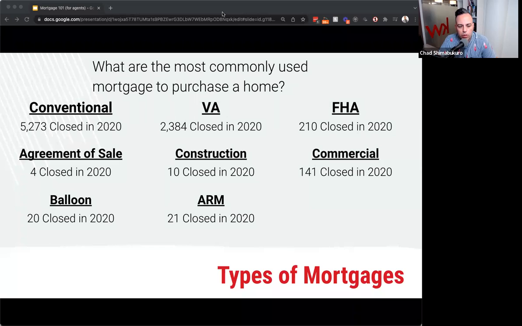Balloon loans, there's 20 of them that closed in 2020. A balloon loan is basically a short-term loan to some extent. So you could have a balloon loan that's, for instance, fixed for 2 years or 3 years, and it's not adjustable thereafter as with the adjustable rate mortgages, which is the last one and the one I spoke to before. With a balloon loan, the entire amount is due. So rather than it being adjustable to a certain index after its fixed period, a balloon loan after its fixed period, the entire amount becomes due.